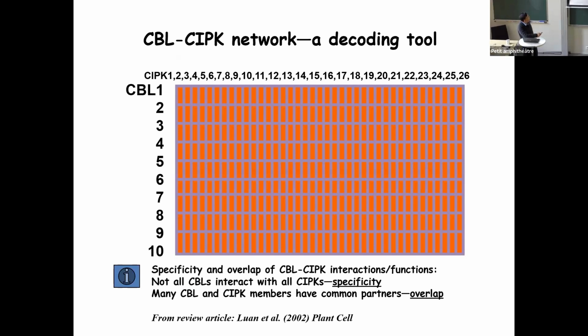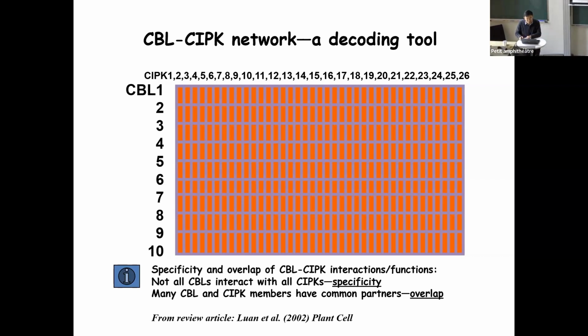In plant, this is a big network, actually. In Arabidopsis, a very small genome, right, you have 10 CBLs and at least 26 CIPKs. They interact with each other. Not every CBL interacts with each CIPK, but there's some selective interaction. Some CBLs share a common CIPK target, and some CIPKs share a common regulatory subunit. So there's both specificity and overlap in this biochemical network.